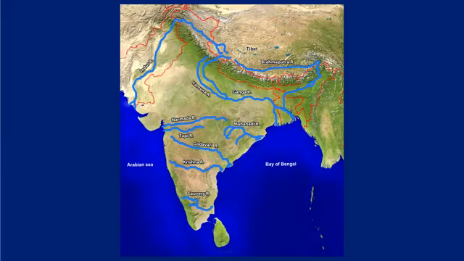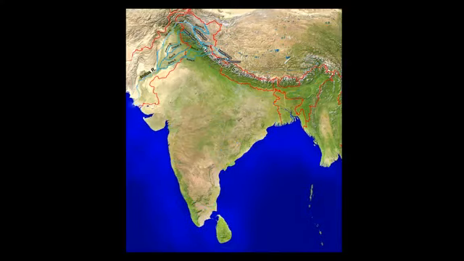Depending upon the origin of rivers, two broad drainage systems of India are generally recognized: the Himalayan rivers, including the Indus, the Ganga, the Brahmaputra, and their tributaries, and the peninsular rivers such as the Mahanadi, the Godavari, the Krishna, the Tapti, the Narmada, and the Cauvery. Let us now study about the Himalayan rivers.